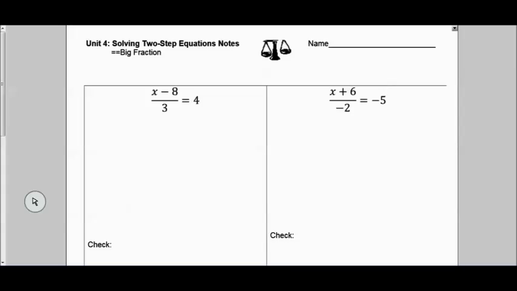So we have, for our first one, x minus 8 as our numerator, and then it's divided by 3 is equal to 4. So now you might think that we're going to start by adding 8 because we always get rid of our constant first in the last examples. But for this one, we're actually going to get rid of our dividing by 3 first. And so we're going to multiply by 3 on both sides.